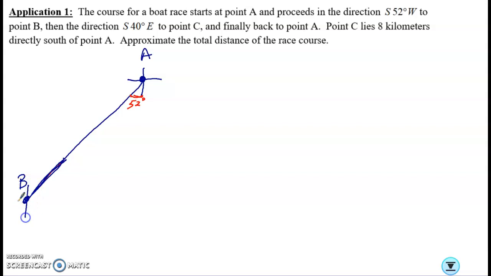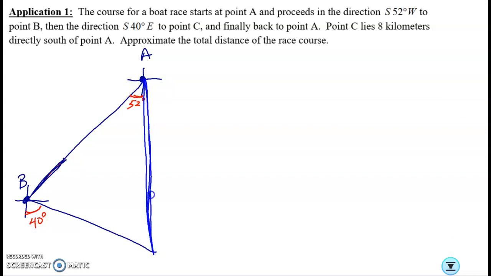Then from point B, the boat is going to change course and it's going to go to point C, and it's going in the south and in the east direction. And so that means that this would be the angle going off of the y, and that would be 40 degrees. A little distorted, but we get the idea. And then due south from this point, we have point C directly south of A, and they tell us that this distance here is 8 kilometers. And so our job is to figure out the total amount that the boat raced in this course.